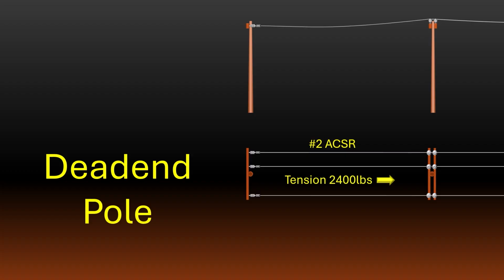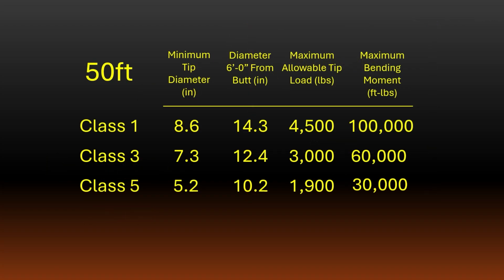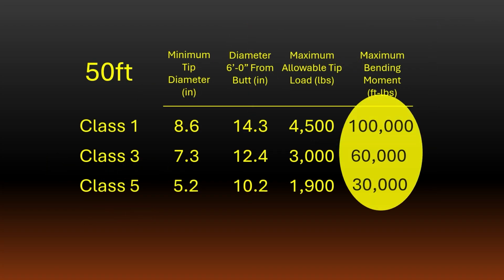This time, however, the conductors are pulling in only one direction. If this is our same 50-foot pole, with the conductors attached at a point 42 feet above the ground line, this will create a bending moment of over 100,000 foot-pounds. This bending moment exceeds the limits of all of the poles in our inventory, so we'll need to add a guy and anchor to counteract the horizontal load created by the dead-ended conductors.